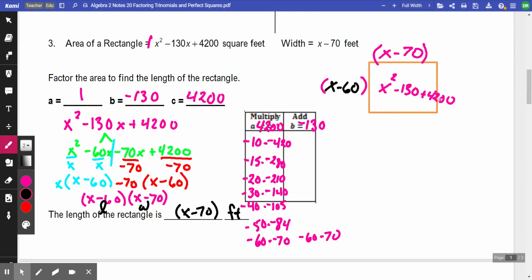Okay, in our next video, we're going to look at another setup where we only have two terms and how we can factor those.